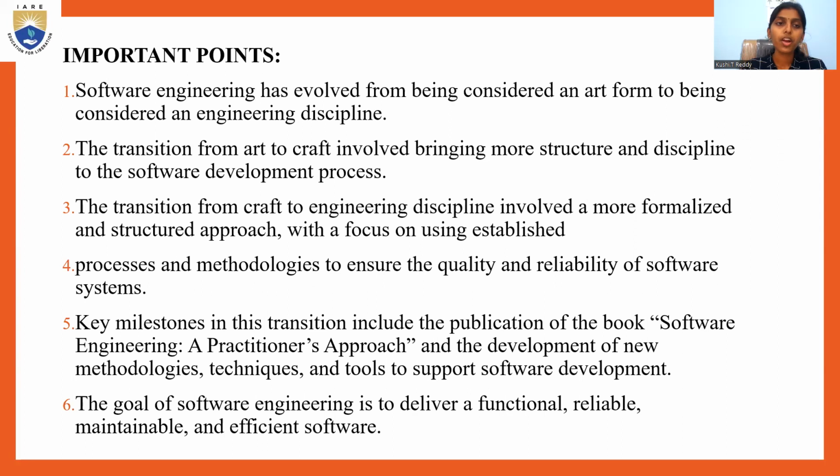So some of the important points of software engineering are: software engineering has evolved from being considered an art form to being considered an engineering discipline. The transition from art to craft involved bringing more structure and discipline to the software development process. The transition from craft to engineering discipline involved a more formalized and structured approach with a focus on using established processes and methodologies to ensure the quality and reliability of software systems.